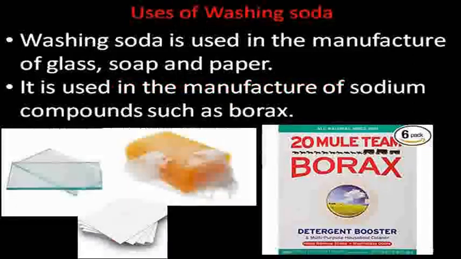Uses of washing soda. Washing soda is used in the manufacture of glass, soap and paper. And it is used in the manufacture of sodium compounds such as borax powder. So borax powder, it's a detergent booster you are seeing here. So it's a detergent booster.